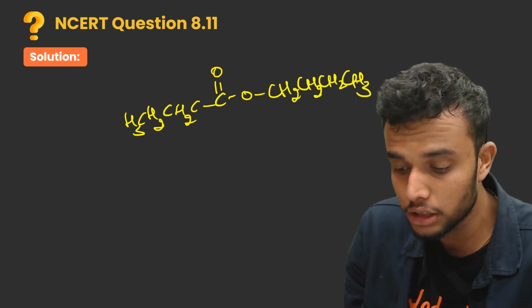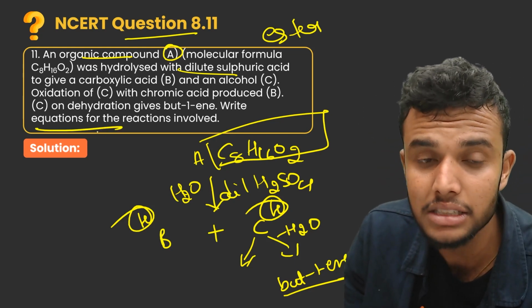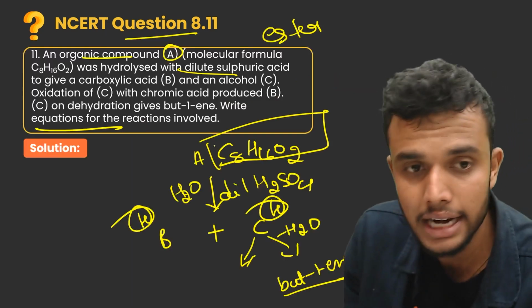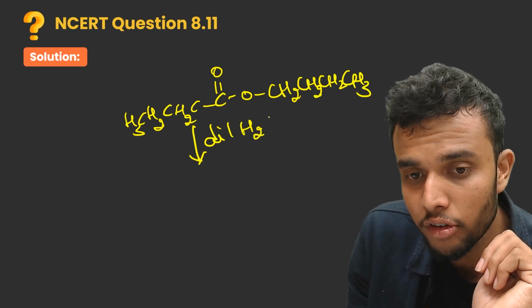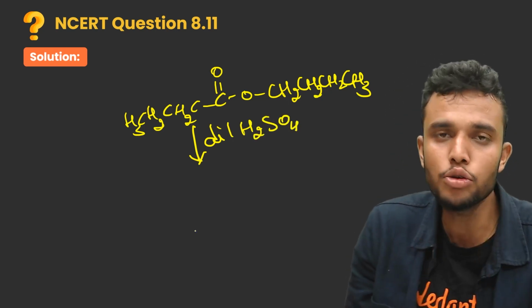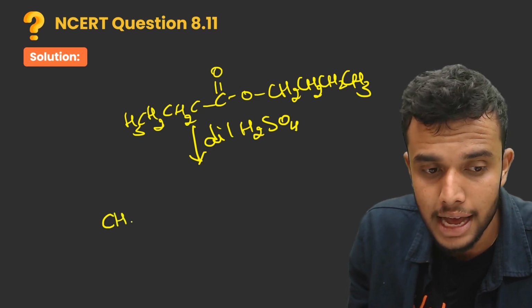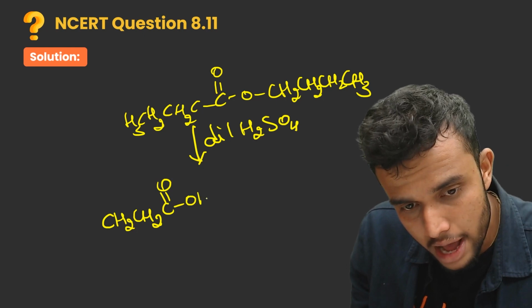Understood, students? Let's move on to what they also ask about, the equations for the reactions involved. The first reaction is a hydrolysis reaction. In the presence of dilute H2SO4, what happens? It yields 2 compounds. The first one is a carboxylic acid compound. It's nothing but butanoic acid, CH3CH2CH2COOH.